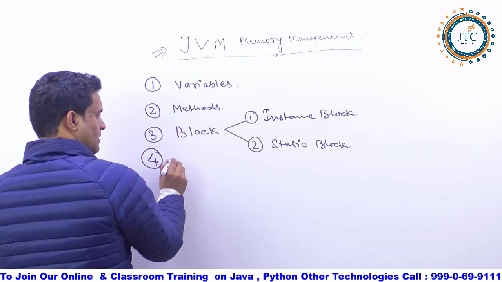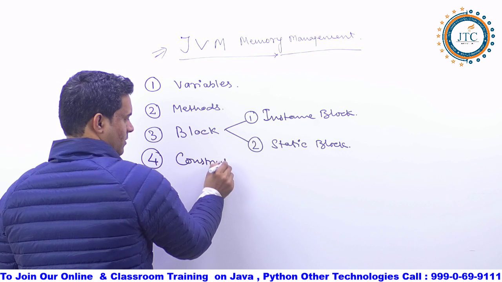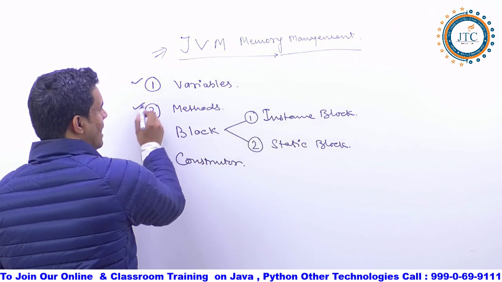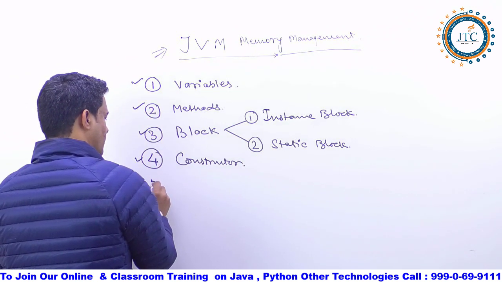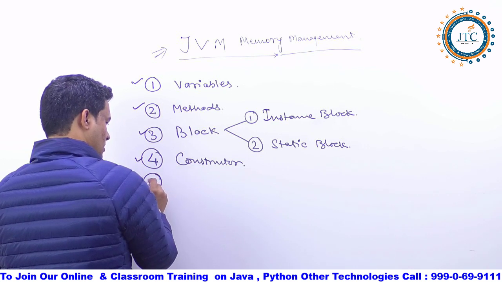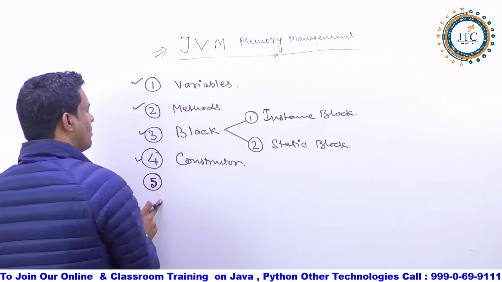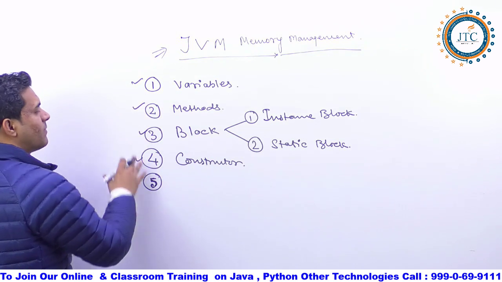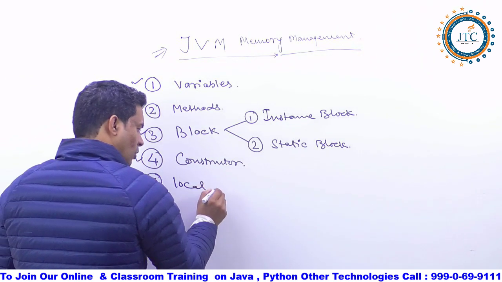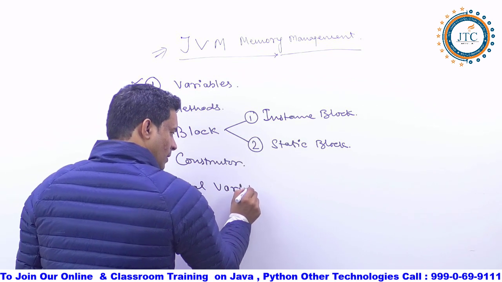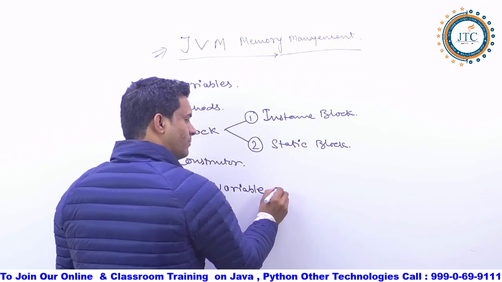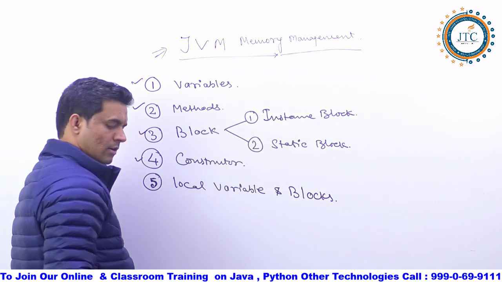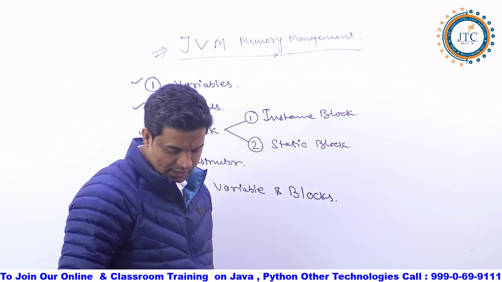The fourth one we have discussed is constructors. So variable, method, block, constructor, and the fifth one I am going to start here is, one more, you can say, local variables and blocks. These things also we have gone through. All these things we have discussed here.